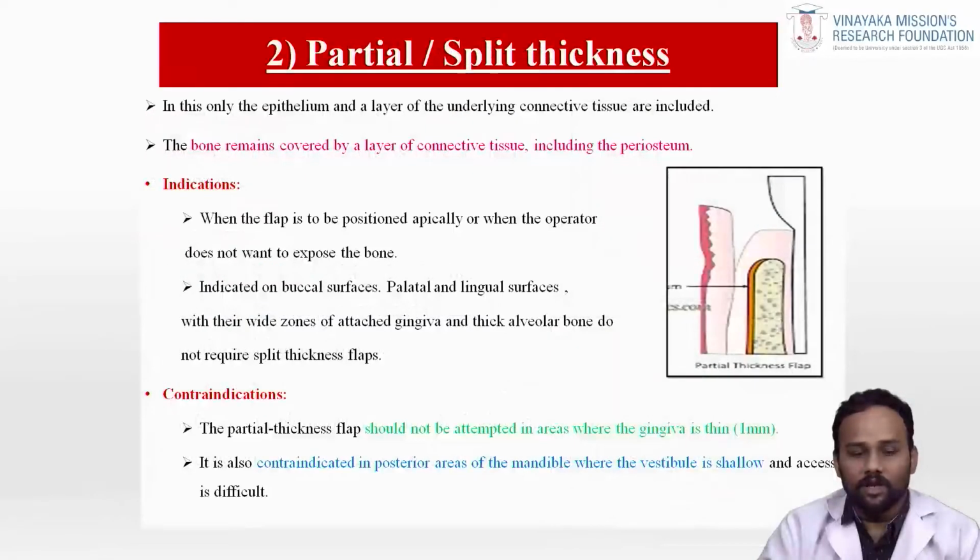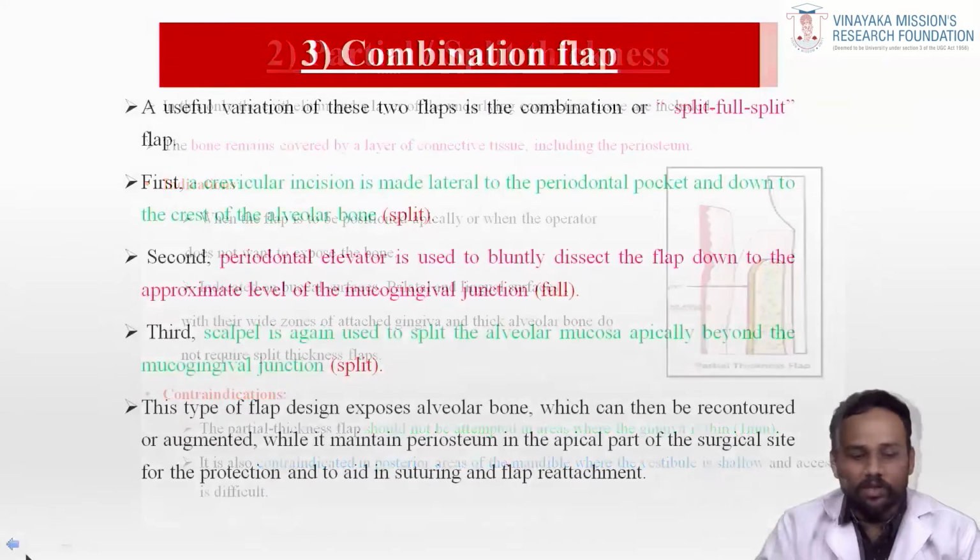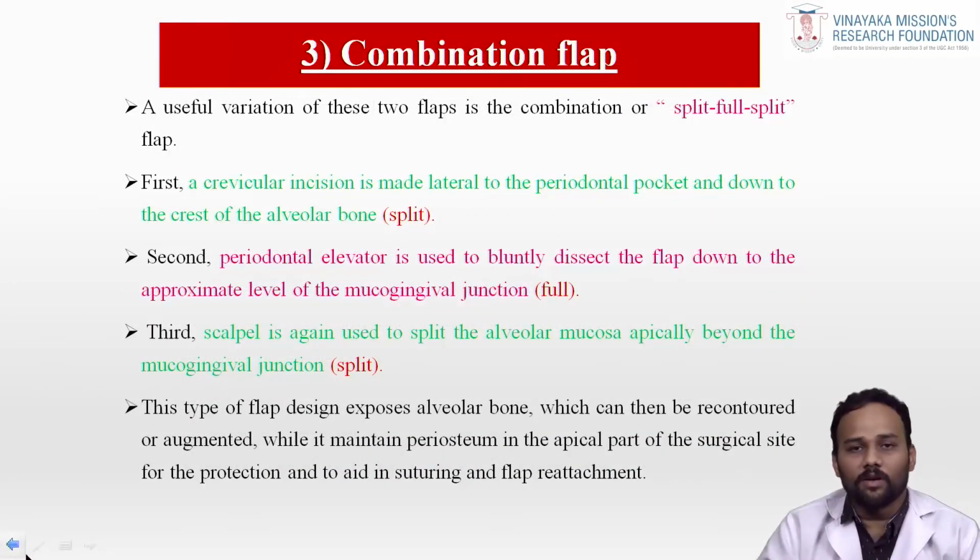Partial or split thickness flap. In this, only the epithelium and a layer of underlying connective tissue are included, whereas the periosteum remains intact on the bone. This type of partial or split thickness flap is indicated in mucogingival surgery or when there is an apically repositioned flap. Combination flap. A usual variation of these two flaps is a combination flap.